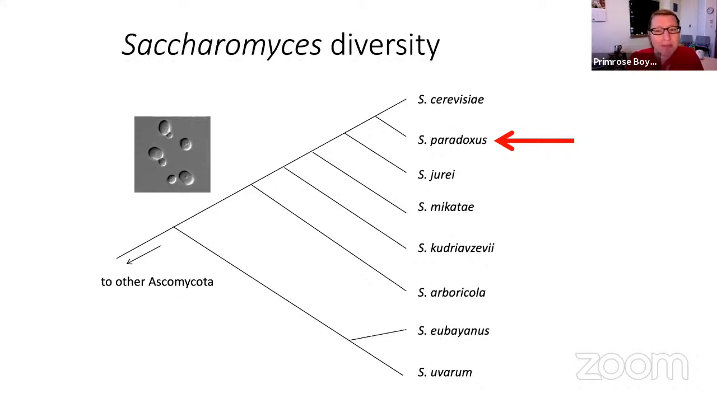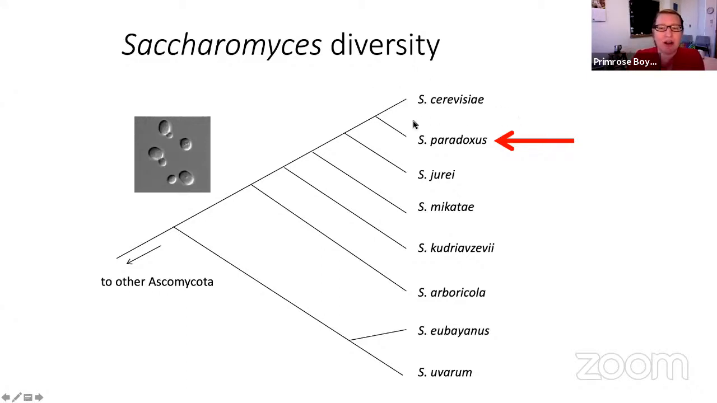Remember, a cladogram is a diagram that illustrates how closely related different organisms are to one another. And this describes all of the Saccharomyces species that we know about today. And you can see at the top, we have Saccharomyces cerevisiae. This is ale yeast. It's also the yeast you find in wine. It's also often found in bread.